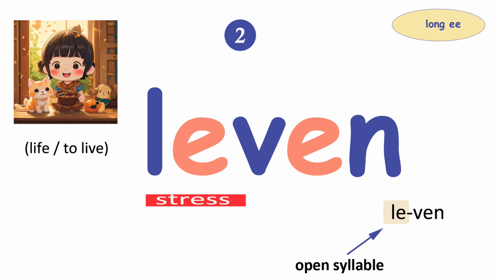In the second case, we also have the long E sound, A, when the letter E is in an open syllable. This means it is not closed by a consonant. An also important factor is that the syllable is stressed. Let's take the word leven, meaning to live. Here is how it sounds.